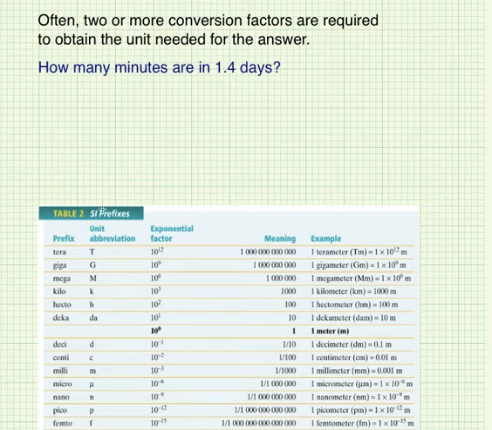So as we always do, we're going to start with what we're given, and you're given 1.4 days. Now we're going to work backwards. We're going to go to smaller. The next conversion that you probably know is how many hours are in a day, and we have 24 hours in a day, so I'm going to set up my ratio.